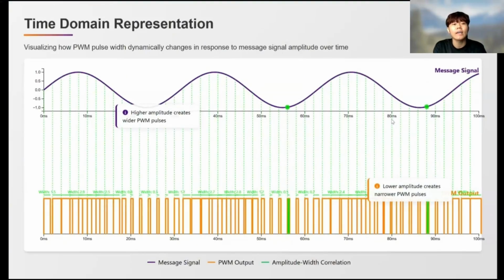When the message signal has a higher amplitude, it stays above the reference signal for a longer time, resulting in wider PWM pulses. Conversely, when the message signal has a lower amplitude, the time span above the reference signal is shorter, producing narrower PWM pulses. This happens because the signals are continuous and change smoothly over time.